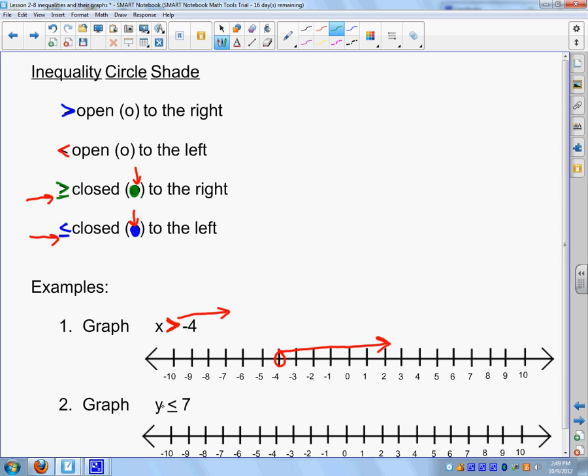So this is y is less than or equal to 7. So I find 7. I have to fill in my circle because it has an extra line on the bottom, so that means extra fill, and then my shade less than.